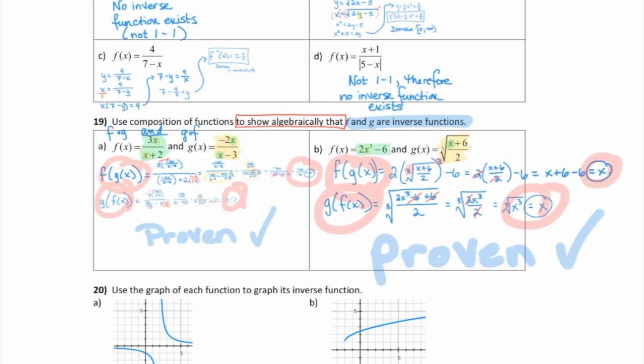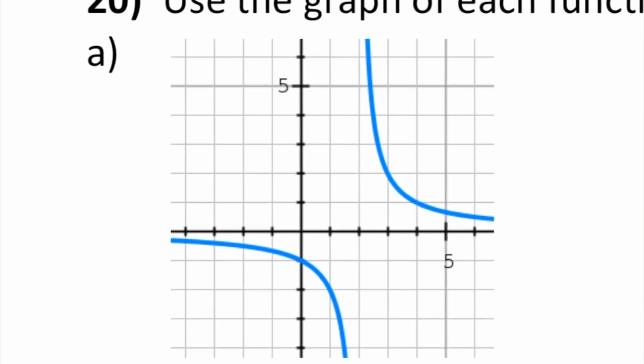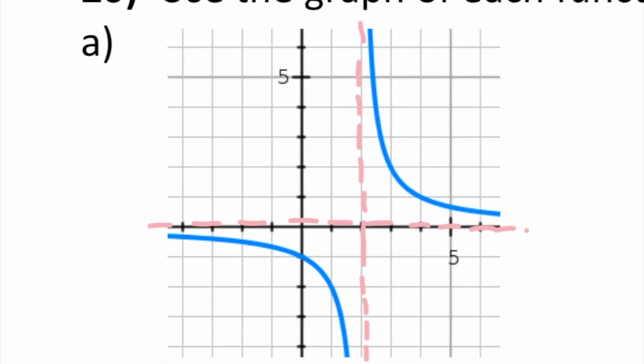And last but not least, the two graphs at the bottom. Letter A is a little bit dicey. Try starting with the asymptotes. So if this original graph has an asymptote at y equals 0 and x equals 2, I'm just going to take those asymptotes and I'm going to switch them. So I'll have in my inverse graph asymptotes at x equals 0 and y equals 2.